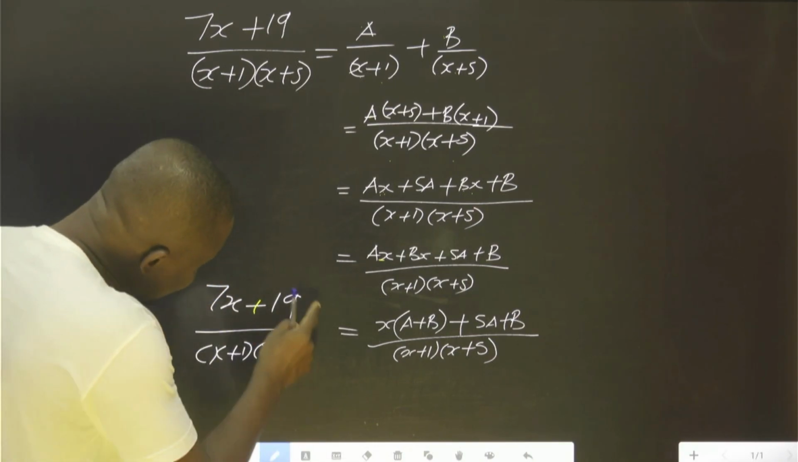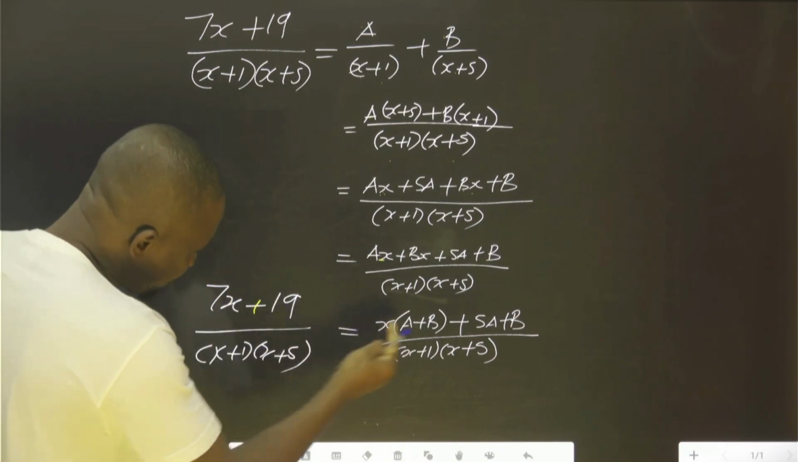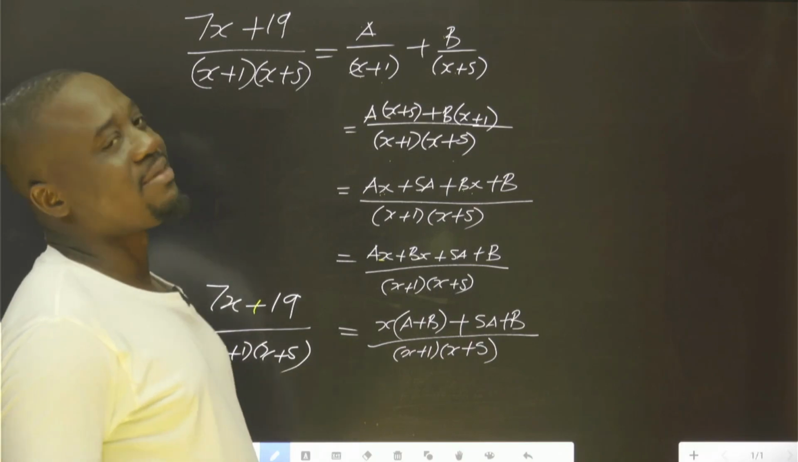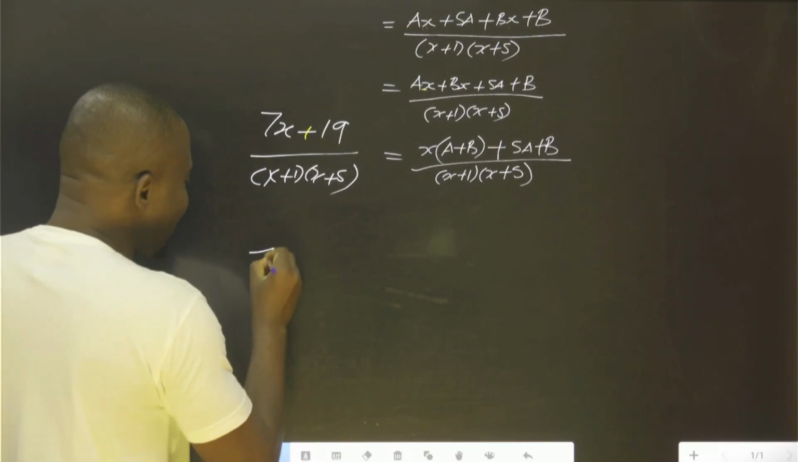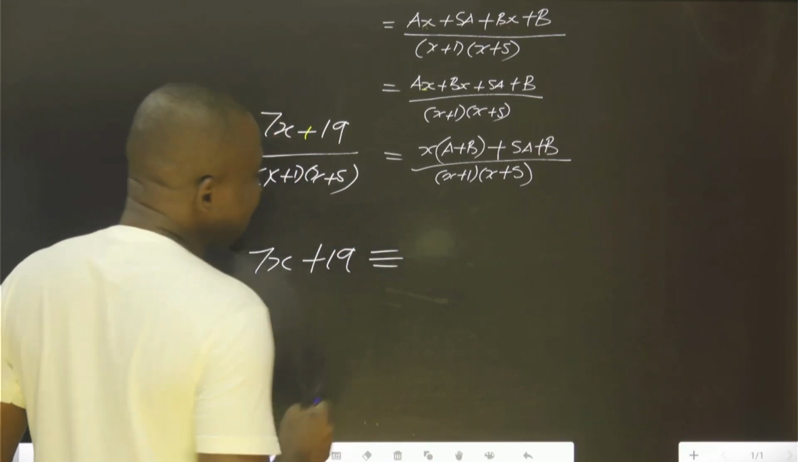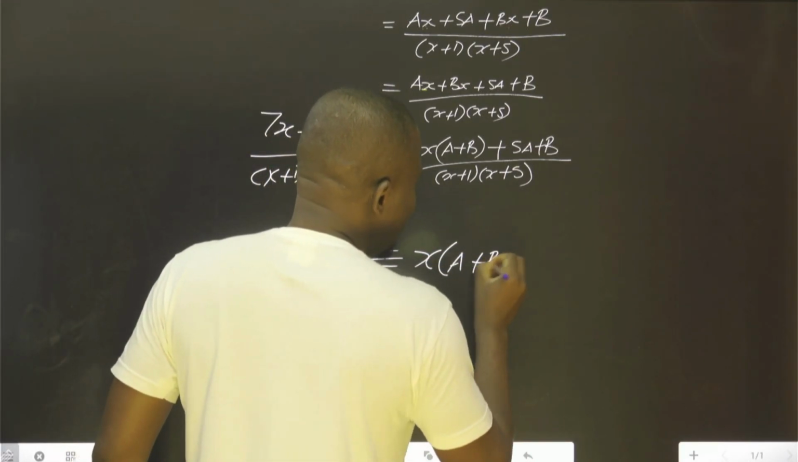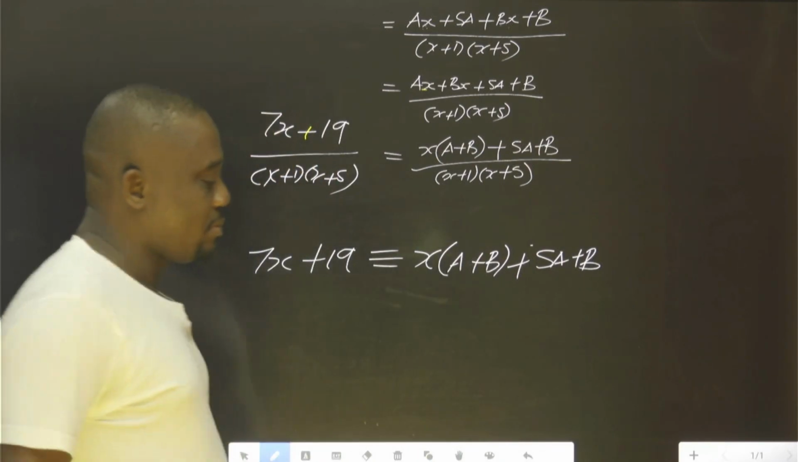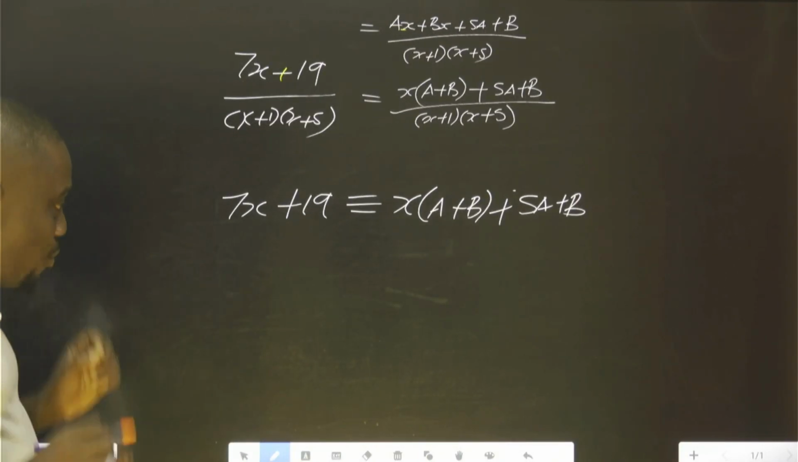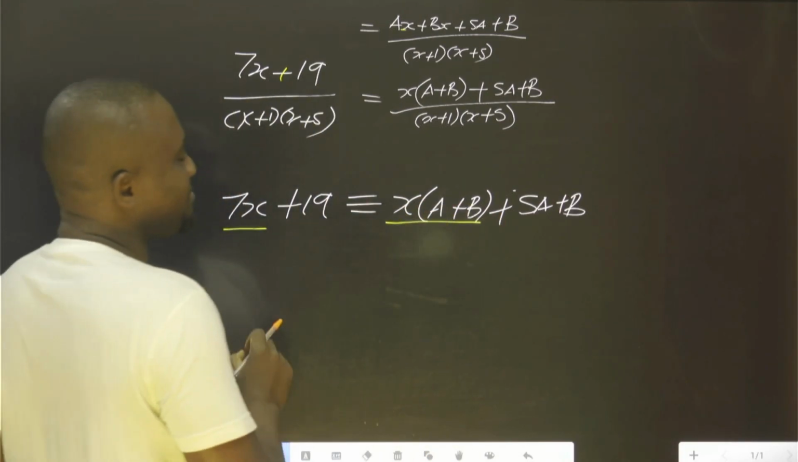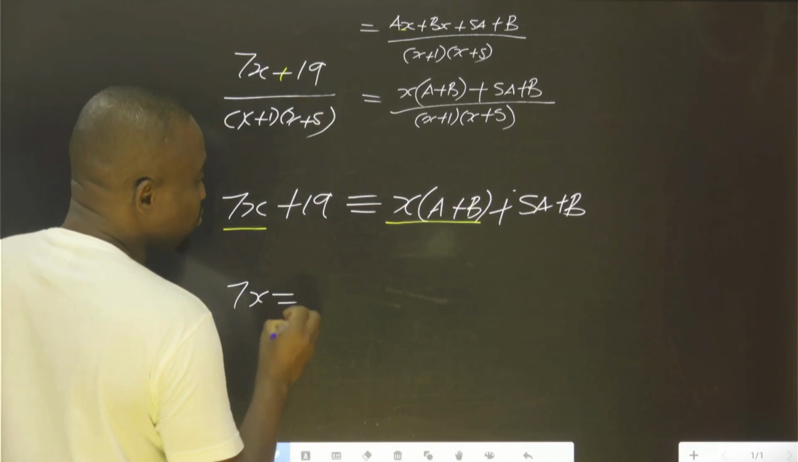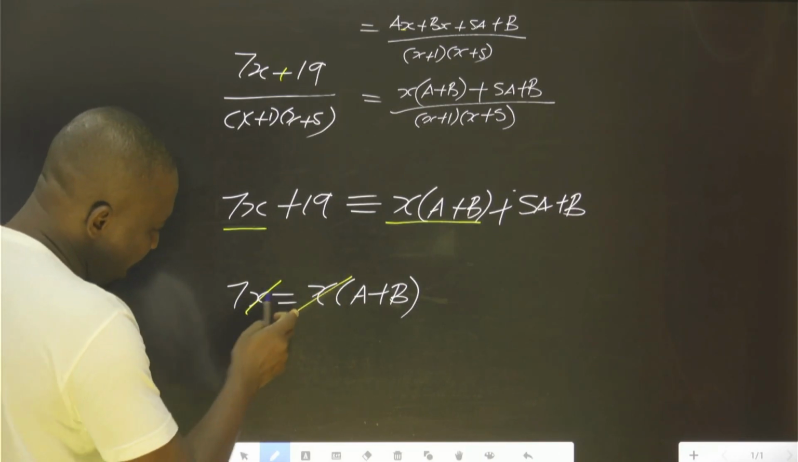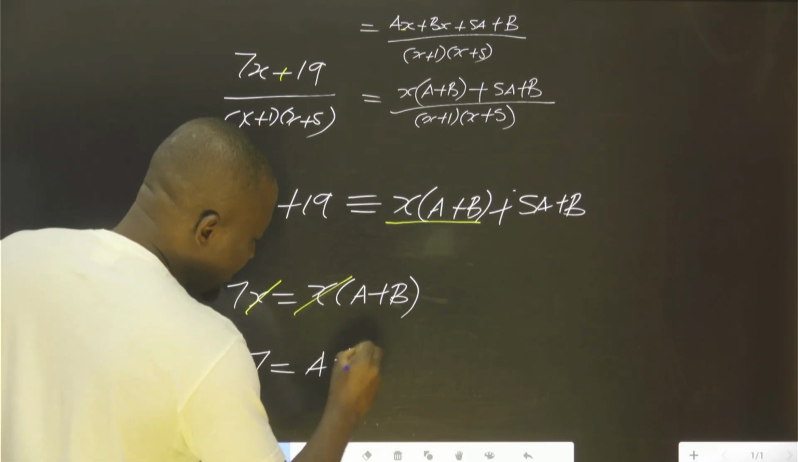We say that this one at the numerator is also equal to this. But we don't say equal. We say this is identical to this. That is to say, 7s plus 19 is identical to s times A plus B, plus 5A plus B. Now, you agree with me, this one has s, this one has s. We can therefore say 7s is equal to s times A plus B, which means we cancel s to have 7 equals A plus B.